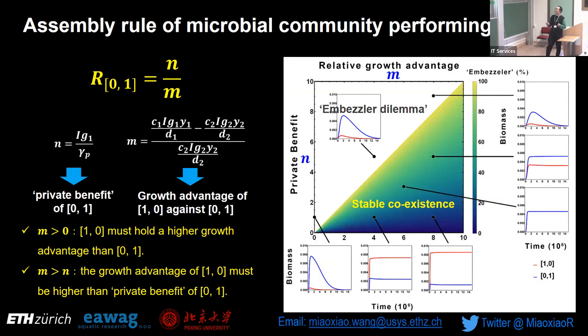Another thing we can use this formula for is to predict the structure of the community at the stable state. Here it is shown by color, and the more yellow it is, the more embedder there is.